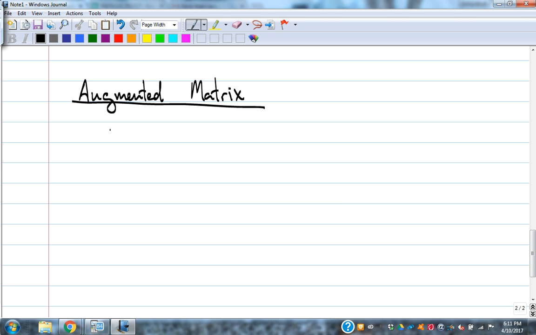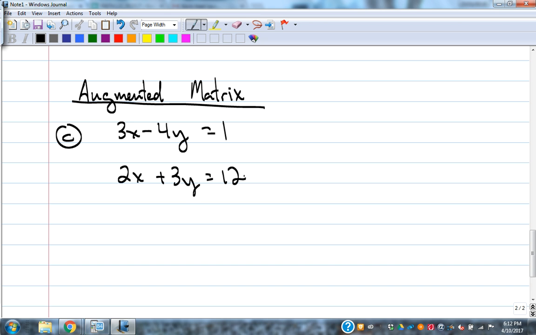An augmented matrix, and let's just take, let's see, let's do this set of equations. Example C: 3x minus 4y equals 1, and then 2x plus 3y equals 12.